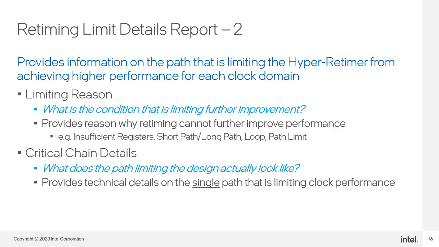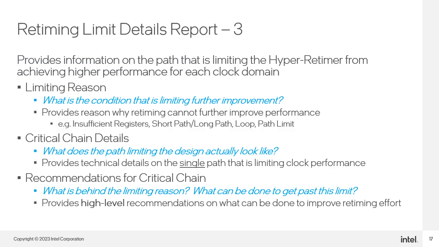2. Critical chain details. The critical chain is the name for the path that limits performance. This critical chain details report then answers the question, what does the actual limiting path look like? So this provides details on the specific path that caused the limiting reason. Critical chains will also be covered in more detail in follow-up training. And 3.